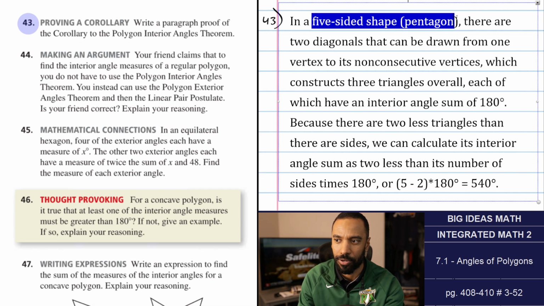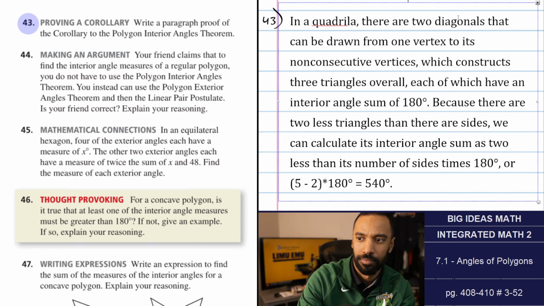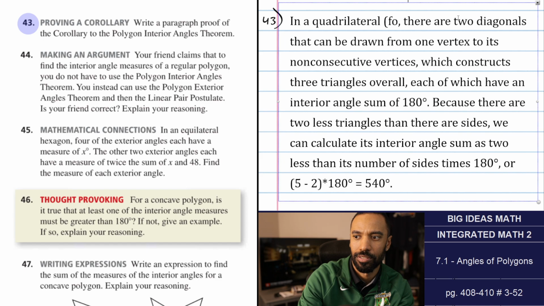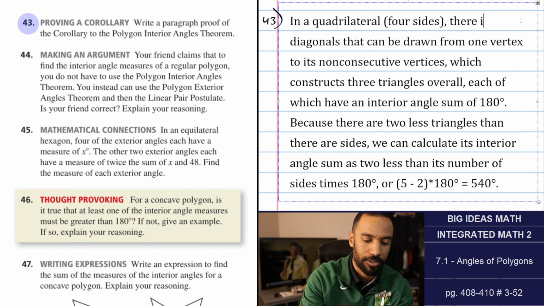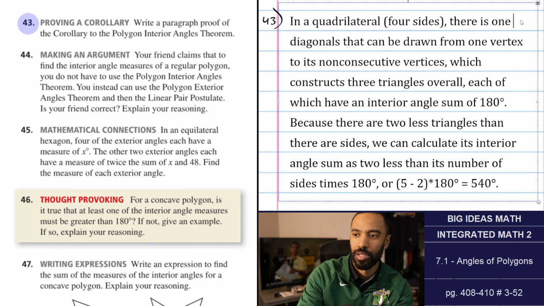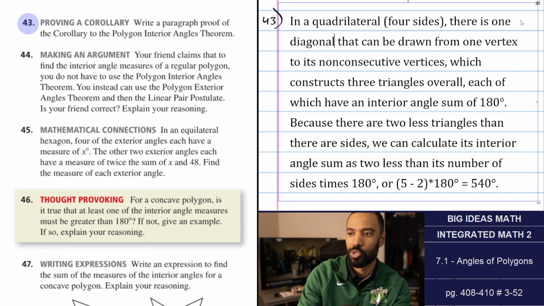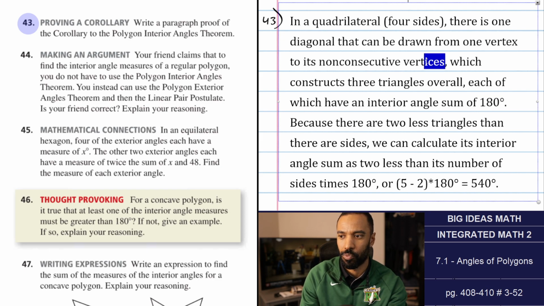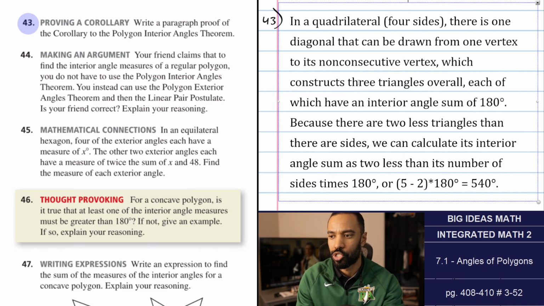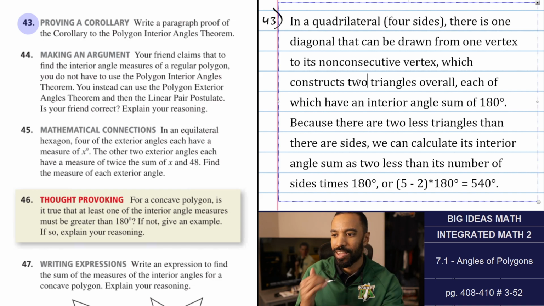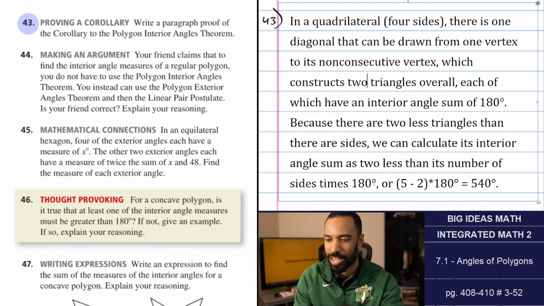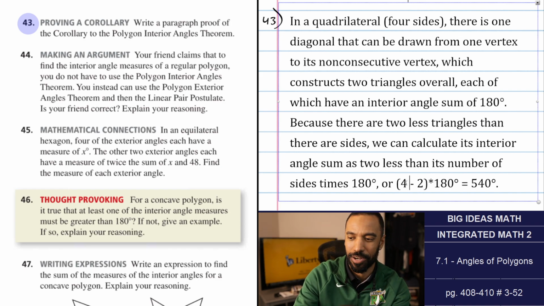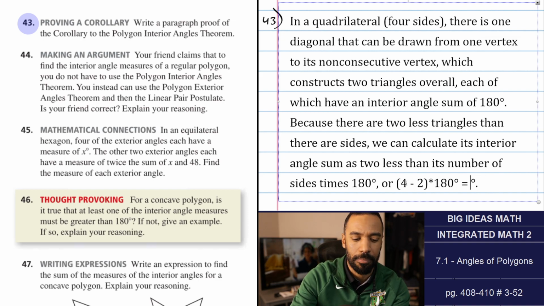In a quadrilateral, 4 sides, there's one diagonal that can be drawn from the vertex to its non-consecutive vertex. There's only one, which constructs 2 triangles overall, each of which have an interior angle sum of 180. Because there are 2 less triangles than there are sides, we can calculate this interior angle sum as 2 less than the number of sides times 180, or 4 minus 2 times 180, or 360. I mean, it's still the same kind of bit here.